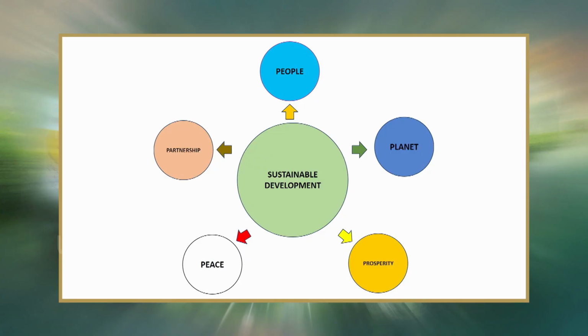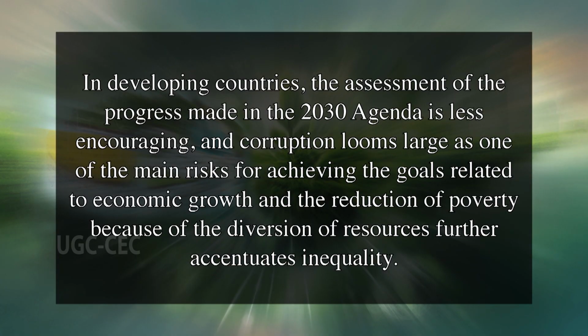These are people, planet, prosperity, peace, and partnerships, which are essential for humanity and represent a call to take action in the eradication of hunger, seek the protection of the planet, and ensure that all people live in peace and prosperity. In developing countries, the assessment of the progress made in the 2030 agenda is less encouraging, and corruption looms large as one of the main risks for achieving the goals related to economic growth and the reduction of poverty because of the diversion of resources further accentuates inequality.